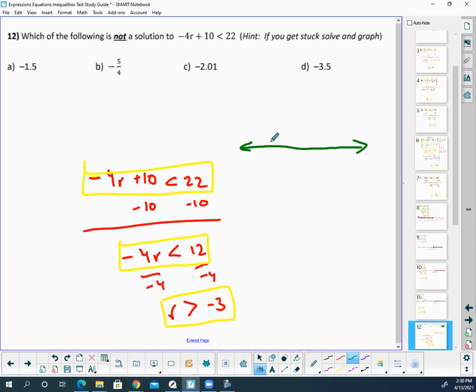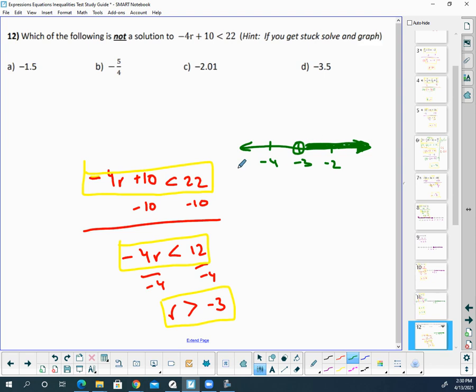All right. Here's negative 4, negative 3, negative 2. So r is greater than negative 3. So open circle at negative 3. It's not included, and r is greater than that, so we shade to the right. It's asking us which value is not a solution.